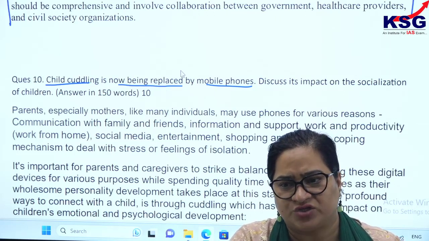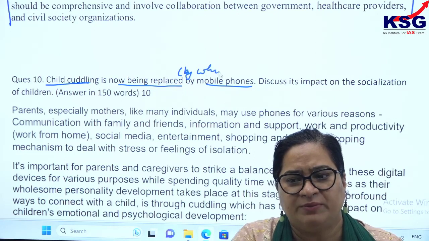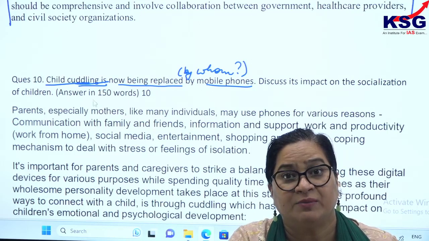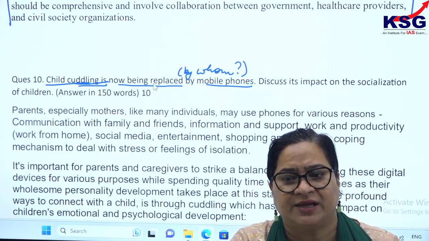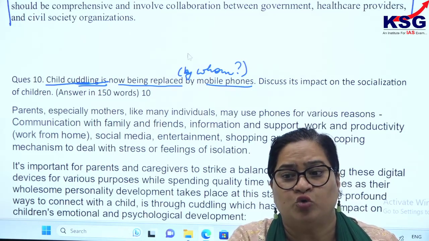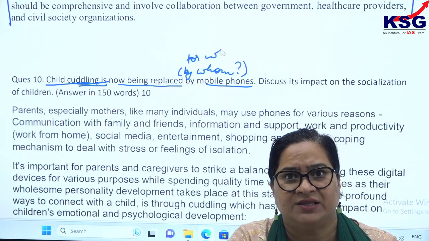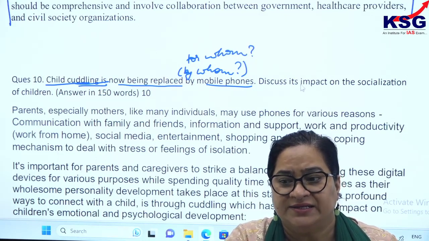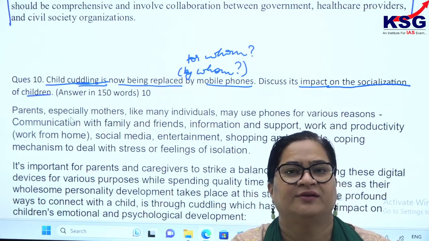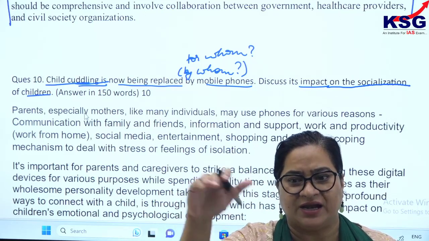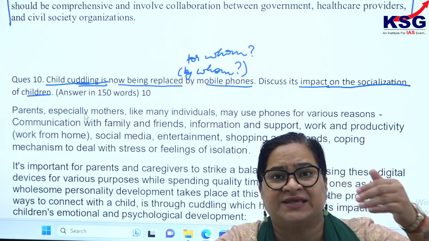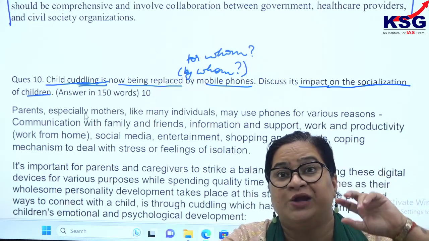Child cuddling is now being replaced by mobile phones. Now being replaced. The question is, by whom? Who will be replacing it? Cuddling is done by whom? The mother or the parent, right? So it is now being replaced by mobile phones. By whom? For whom? When you raise these kinds of questions and discuss its impact on socialization of children, you can see there are layers to this question as well. So first is, who is replacing child cuddling with mobile phone and why?